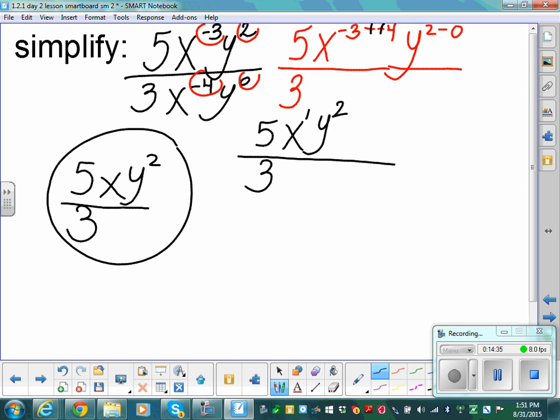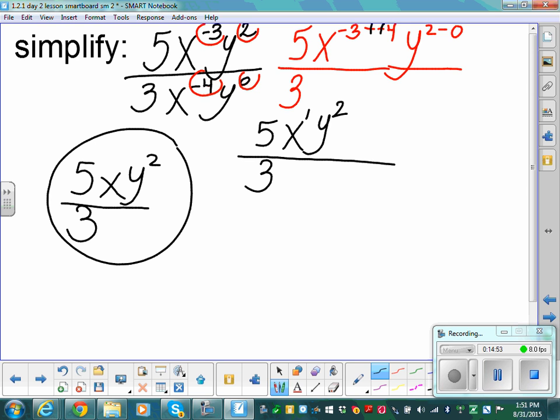Okay, the song goes, when you multiply, you add. When you divide, then you subtract. Is that true? When you divide, you subtract your exponents. When you multiply, you add? True, but that song only works for properties of exponents, not numbers. So that song only works if you have the same base.